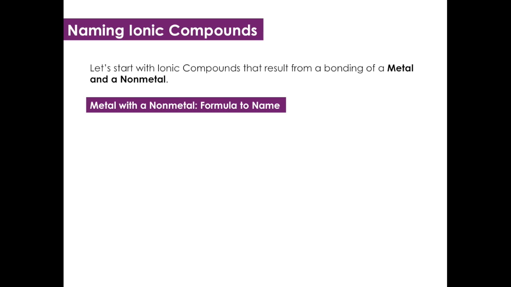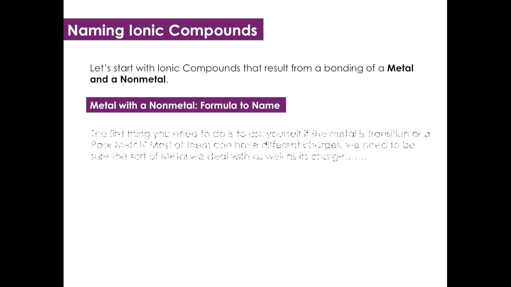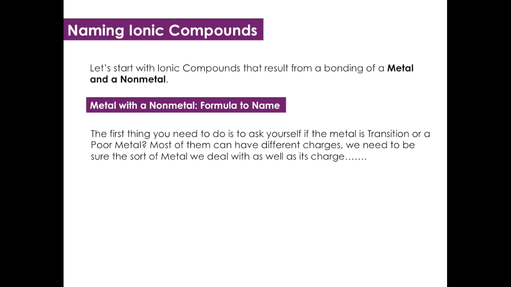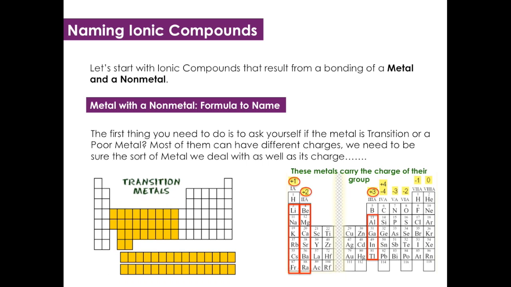This is a metal with a nonmetal from formula to name. The first thing you need to do is to ask yourself if the metal is transition or a pure metal. Most of them can have different charges. We need to be sure the sort of metal we deal with as well as its charge. Remember, transition metals are the ones in the middle of the periodic table and at the bottom. And the rest of the groups, family 1 will have a positive 1 charge, family 2 positive 2, family 3 positive 3, and so on.